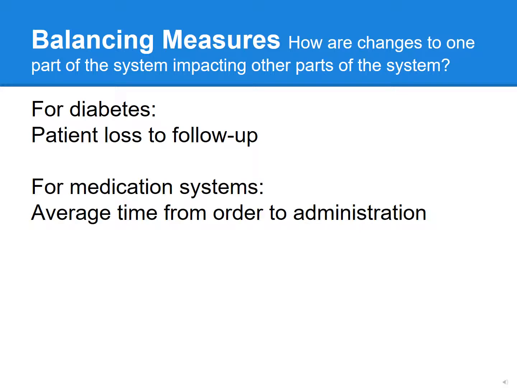For your medication system project, you might look at the average time from the order to the administration of medication, because if you're putting systems in place to try to decrease errors, but it's drastically delaying administration of your medications, well, that might offset the benefit that you're getting from added safety.